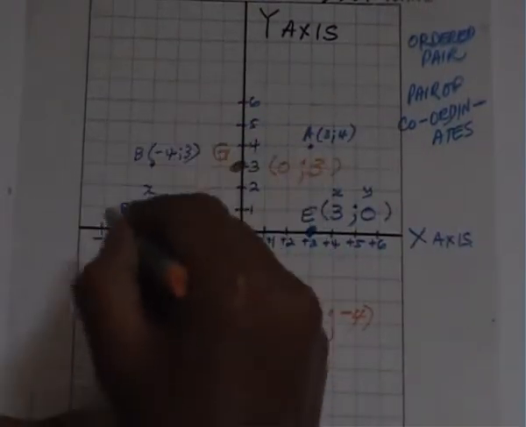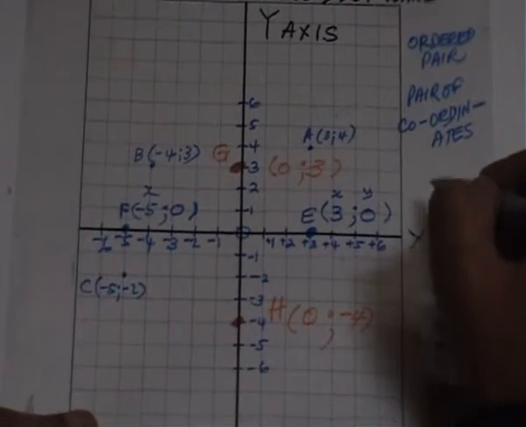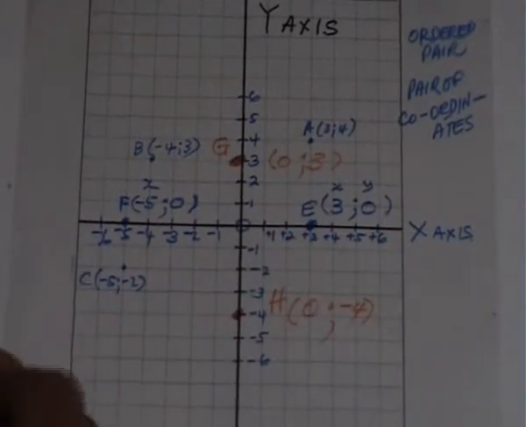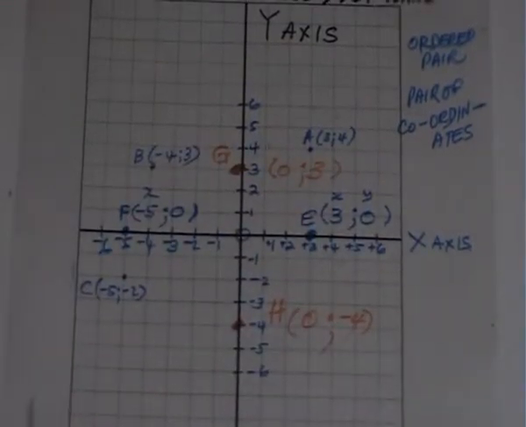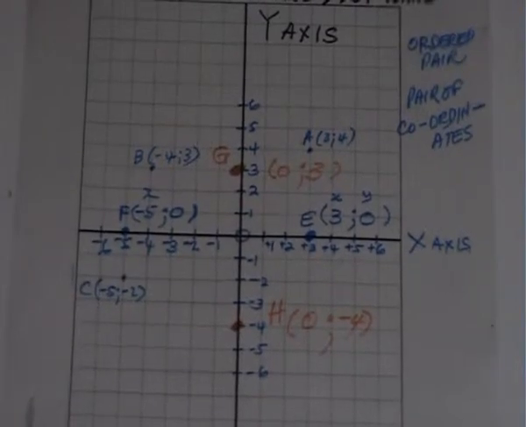So I'm going to give you a little exercise now where points will be plotted like this. We say plotted, P-L-O-T-T-E-D, where points will be plotted and you will have to find the ordered pairs for me. Alright, so let's get an exercise ready for you.